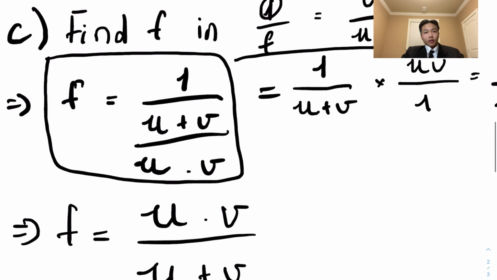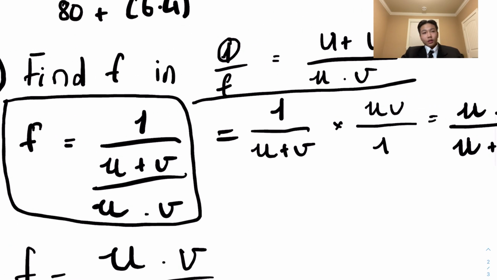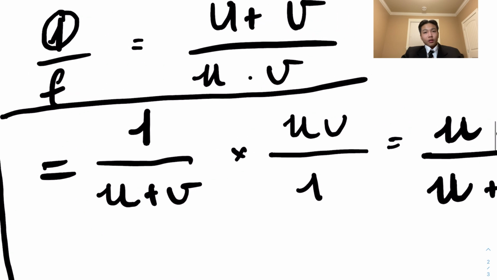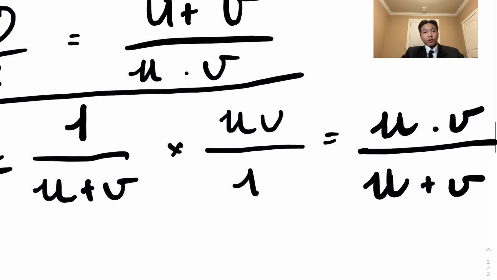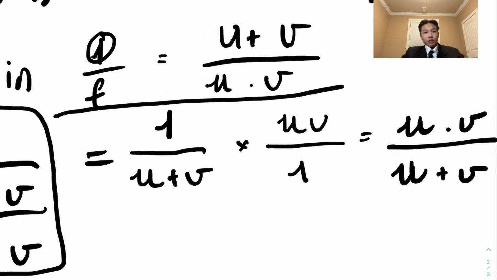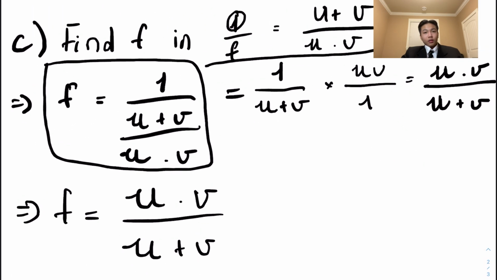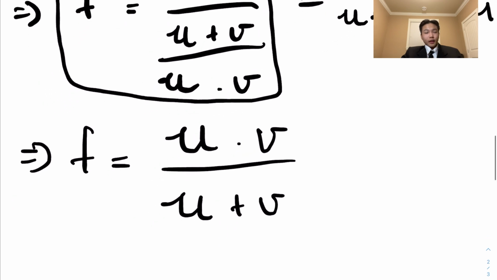Because of that, we know 1 over u plus v over u times v equals 1 times u times v over u plus v, which equals u times v over u plus v. Finally, we have found the expression for f, which is f equals u times v over u plus v.